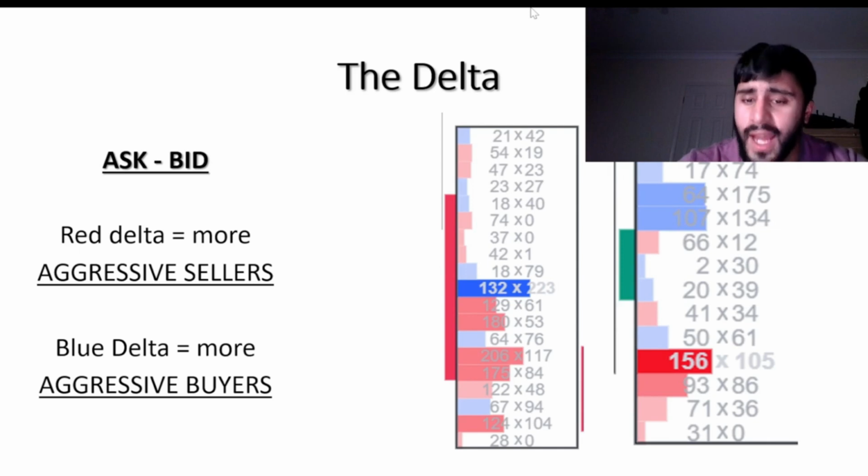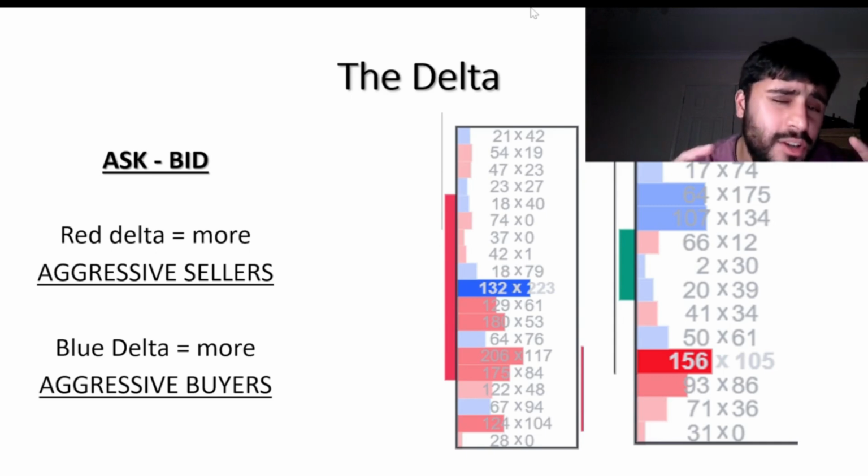Think about this. Candles are simply a representation of the auction. The market is an auction, so why wouldn't you understand what's happening inside of the auction? The delta gives you this information, and it is the delta that we will be using to determine every trade.